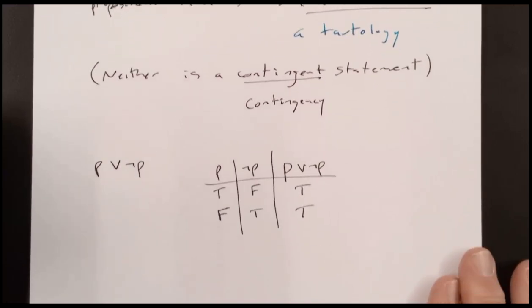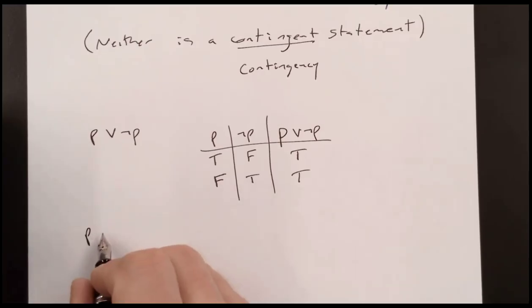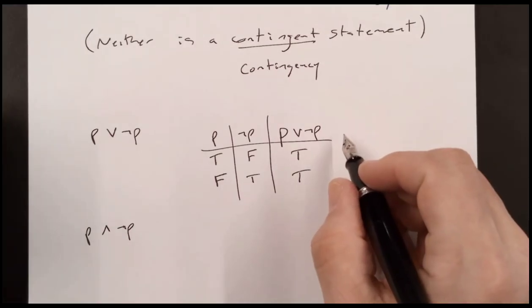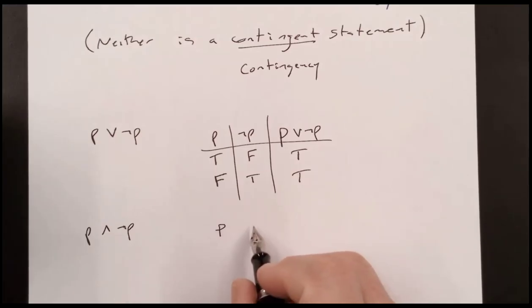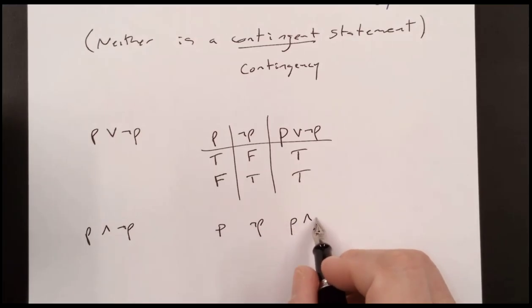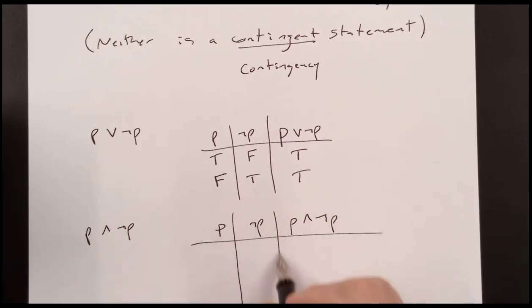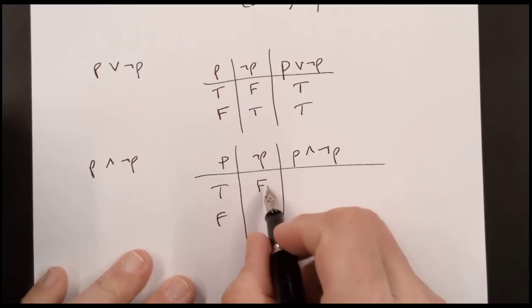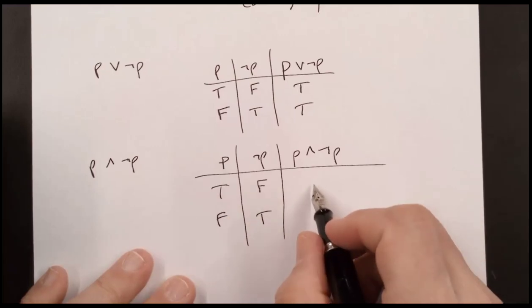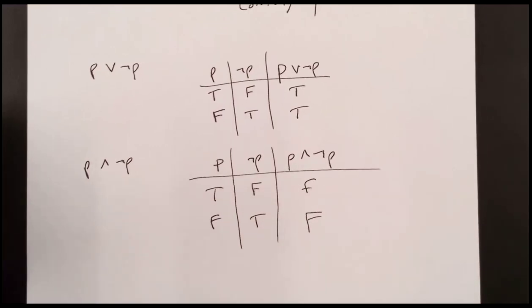On the other hand, what happens here? Evan? They're both going to be false. Exactly, because this is an and now. And is only true when both are true at the same time. That's a contradiction.